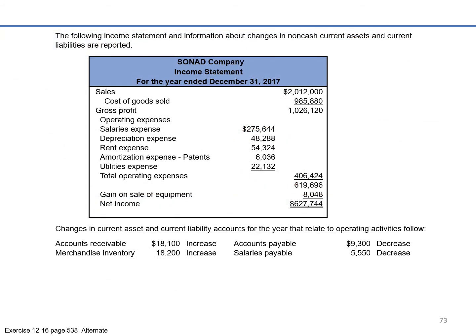All right, same problem. Do the same thing using these numbers. When you're done, resume the recording and we can go through the answer.